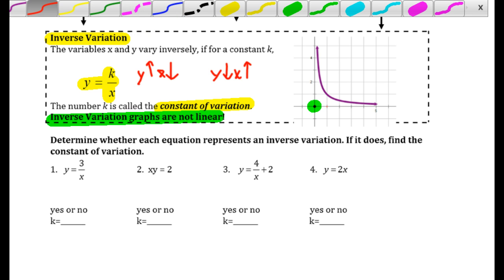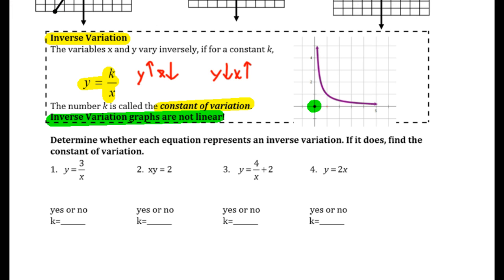Alright, so now here the directions tell us, determine whether each equation represents an inverse variation. So now we're just practicing identifying. If it does, identify the constant. So once again, in order for us to really look at it, we have to solve for y. Y equals 3 over x, or 3 divided by x. Y is by itself. I'm ready to look at this. And this matches the formula. So yes, this is inverse. And the constant is 3. The constant is what's on top.